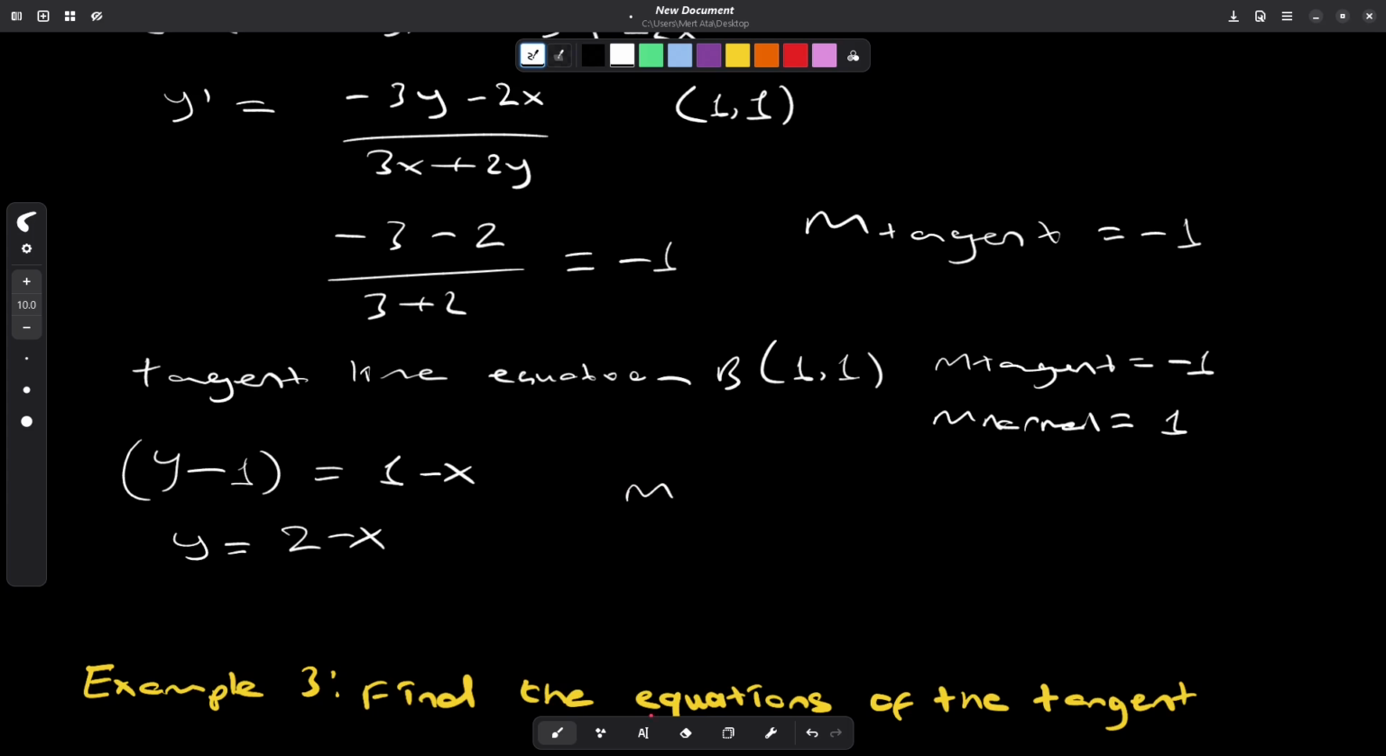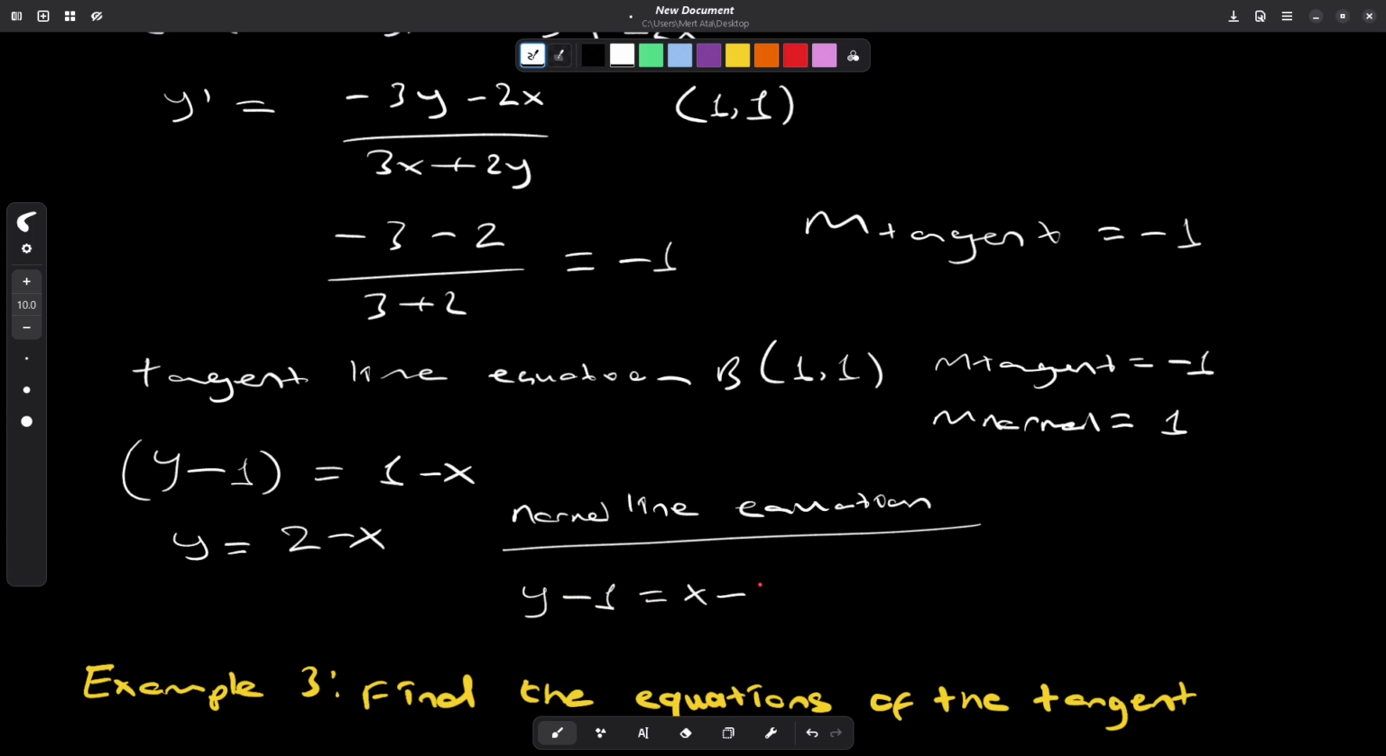M normal, not m normal, line equation. Normal line equation. Y minus 1 is equal to x minus 1. Y is equal to x is the equation of the normal line.